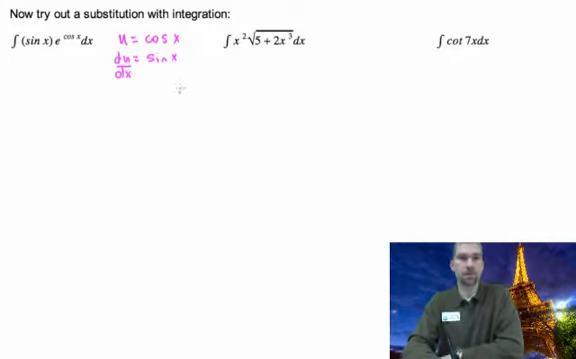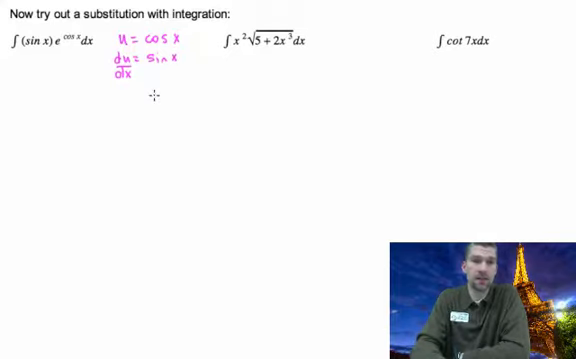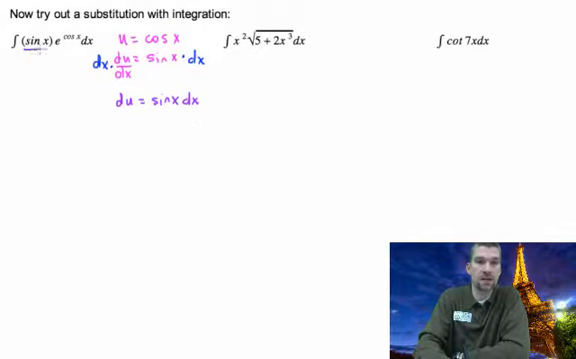Okay? And if you don't see that right away, that's okay. It's going to take some practice to get comfortable with it. So the derivative of u is du dx, and that's going to be sine x. Now, if I multiply both sides of this equation by dx, because we're going to treat it as a fraction, then what I end up with is du equals sine x dx.